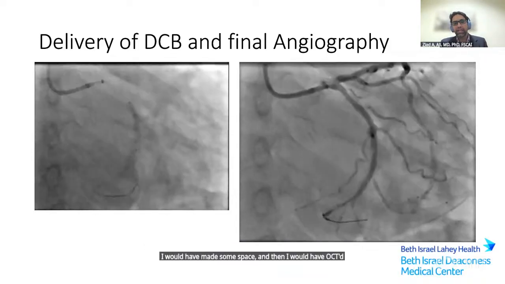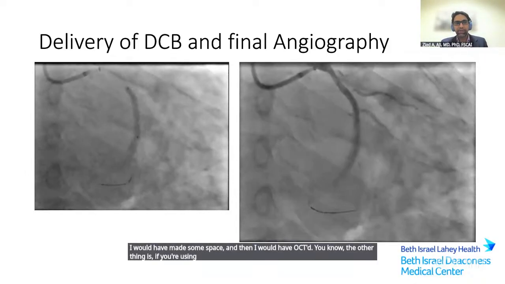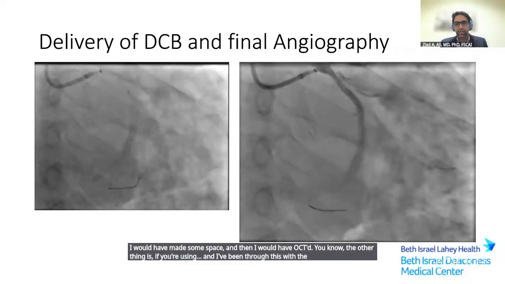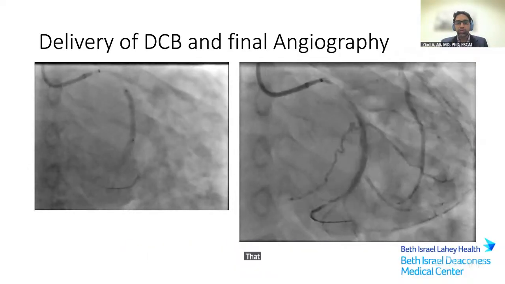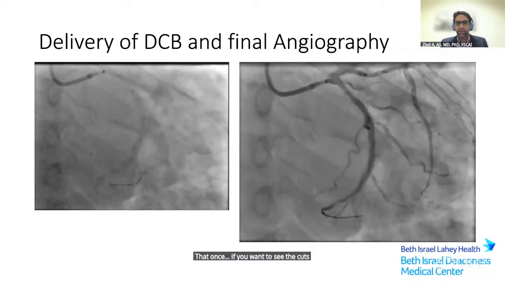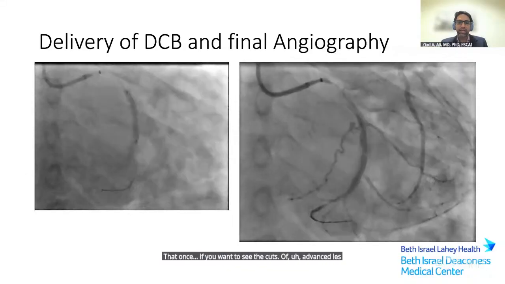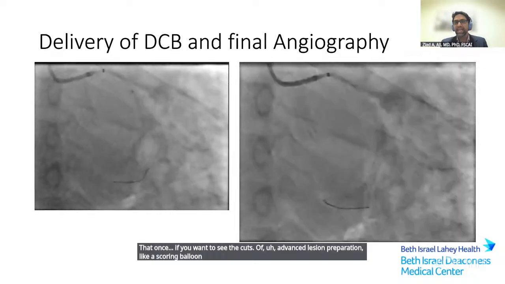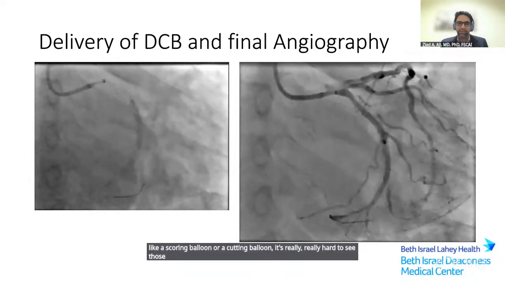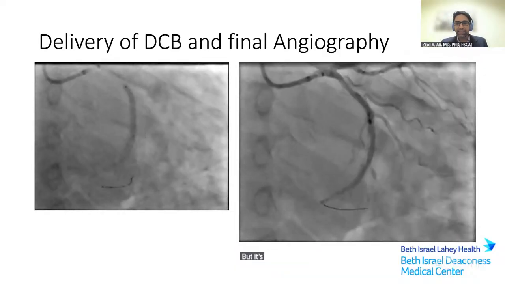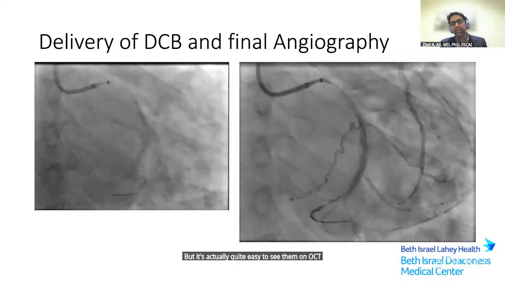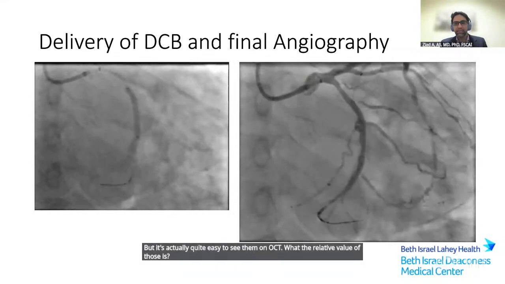Okay. You know, the other thing is, and I've been through this with the sponsors actually, that if you want to see the cuts of advanced lesion preparation, like a scoring balloon or a cutting balloon, it's really, really hard to see those on IVUS. But it's actually quite easy to see them on OCT.